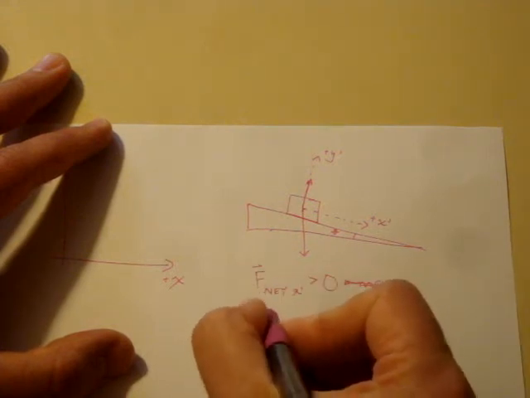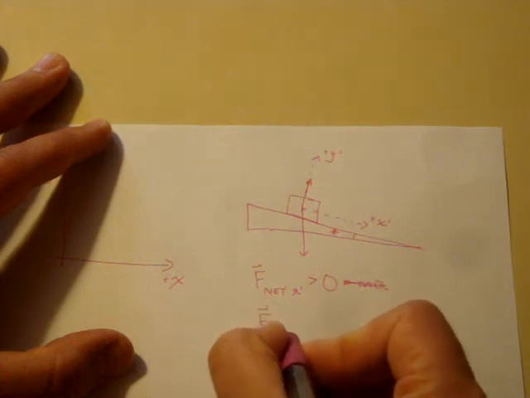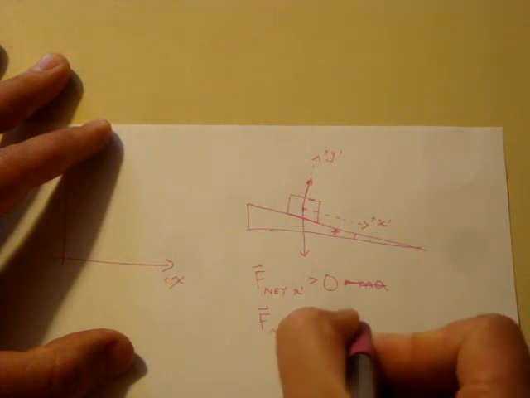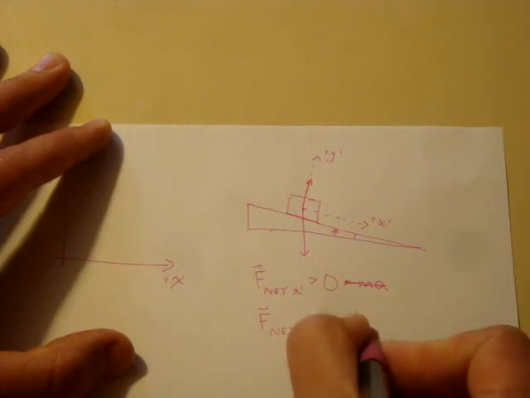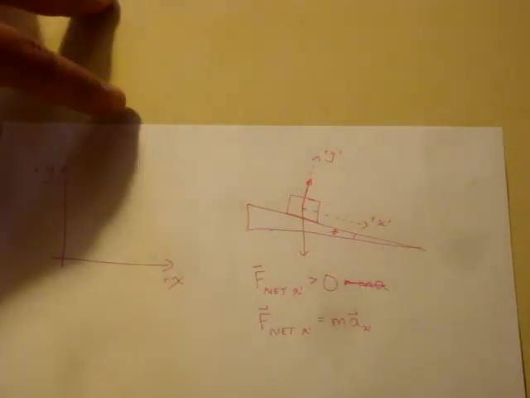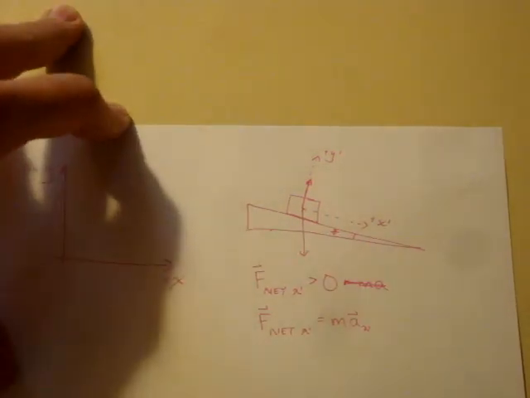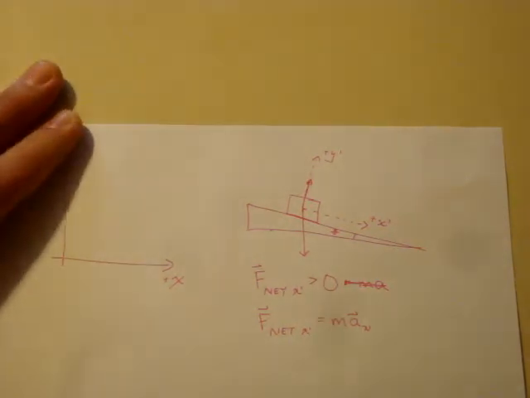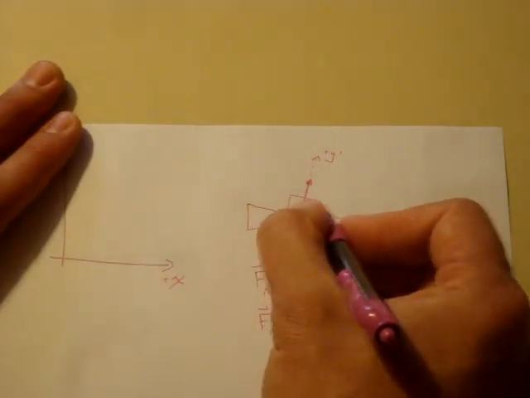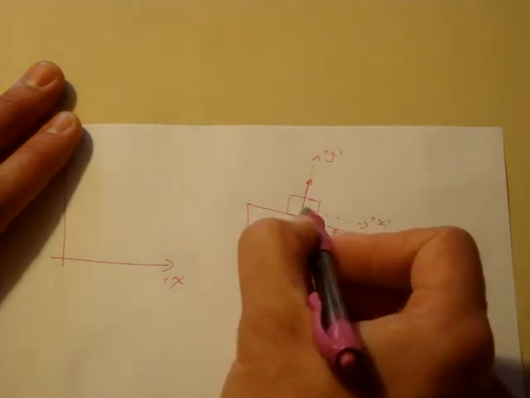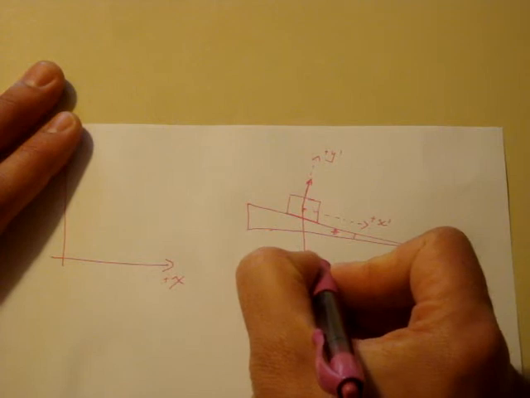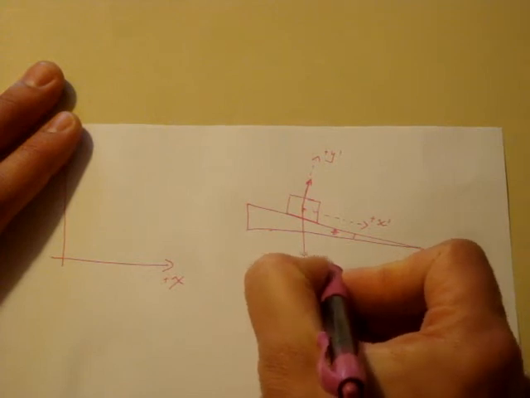So we could describe that net force in the x prime direction as being equal to the mass times the acceleration in the x prime direction, something that's along the surface of this ramp. A lot of times we'll be able to determine what the magnitude of the force is on this block by the earth, because that's just the weight. That's simply mass times gravity.